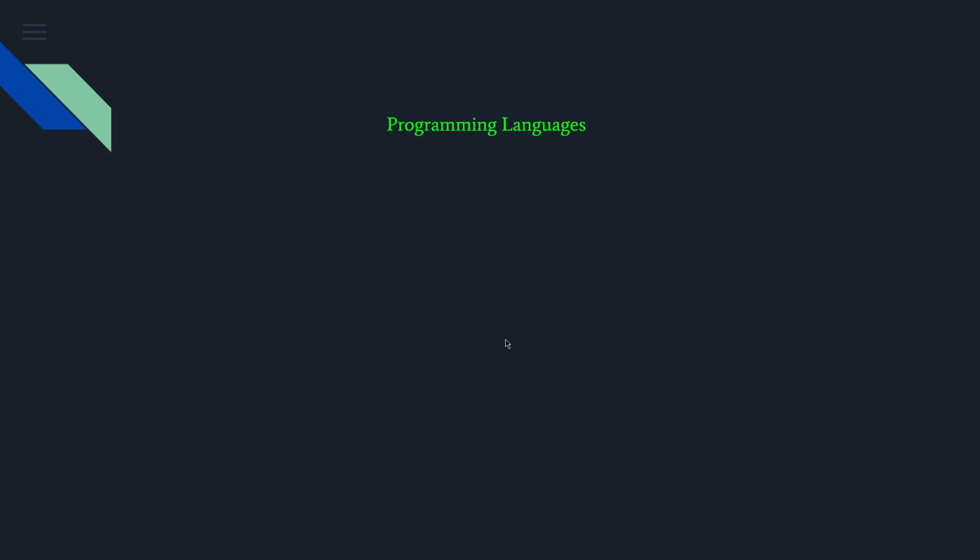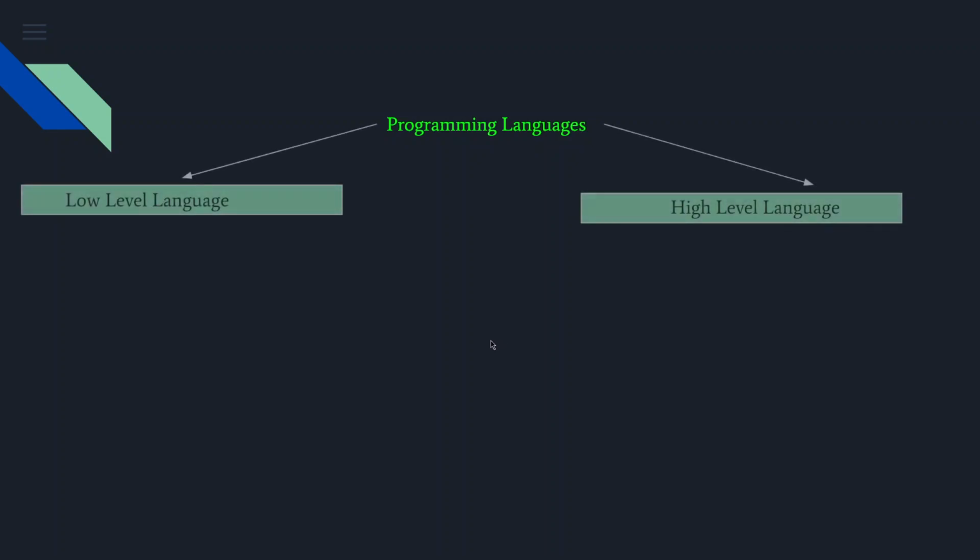A programming language is any set of rules that programmers follow to develop software programs, scripts, or other sets of instructions for computers to execute. Generally, programming languages are classified into two categories: low level and high level language.